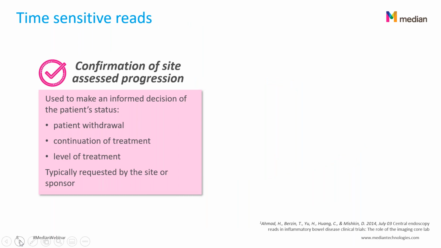Okay, now we are going to be talking about time-sensitive reads. So one of the time-sensitive reads is confirmation of progression. You will use confirmation of progression in order to have an informed decision related to the patient's status. Typically, the status would be the patient withdrawing, continuing the treatment within the study, as well as the level of treatment. Typically, this progression is requested by the site or the sponsor. Once it is requested, it is sent to the reader in a timely manner in order for them to confirm whether progression is seen, so the sponsor can create that informed decision on the patient status.